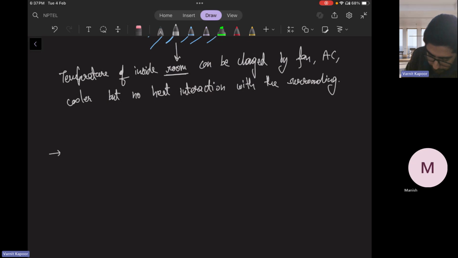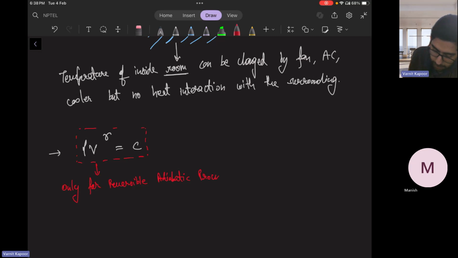So as I said, the relation which has been followed, PV raised to the power of gamma is constant. This only works for a reversible adiabatic process. We understood what is reversible: the path shouldn't change, it follows the same path. So this relation is valid only for a reversible adiabatic process. And we can write it this way: P initial V initial raised to the power of gamma is equal to P final V final raised to the power of gamma.